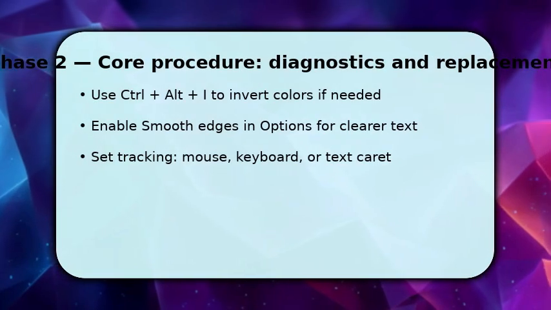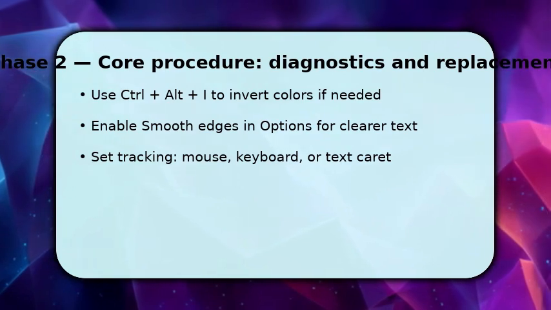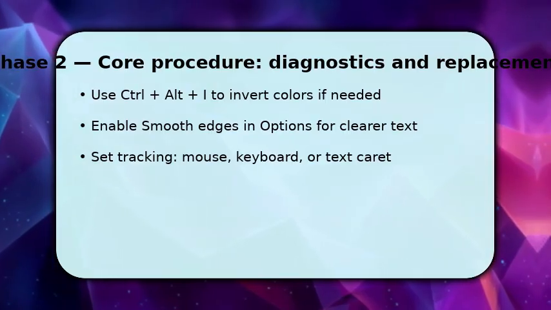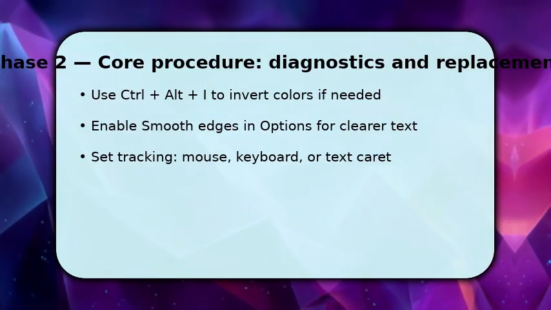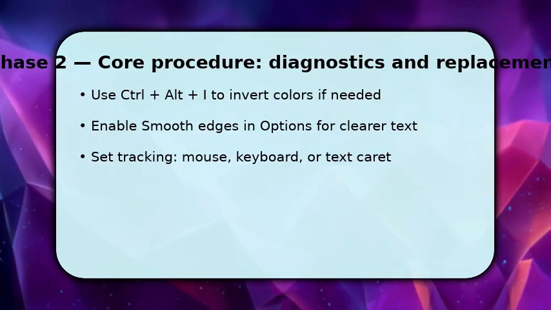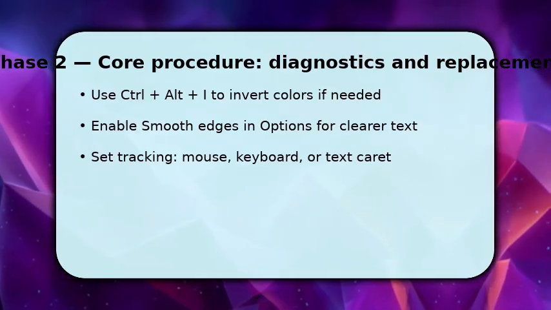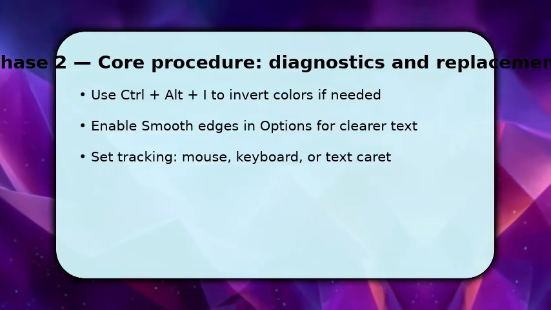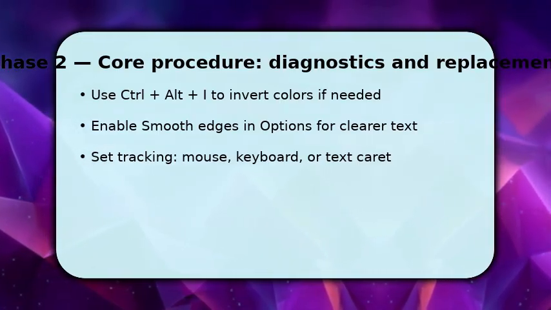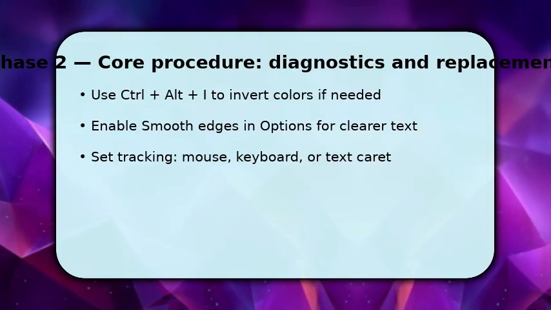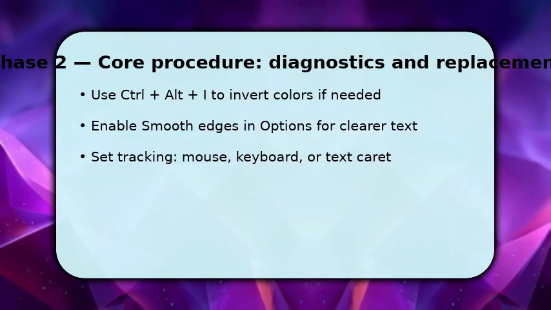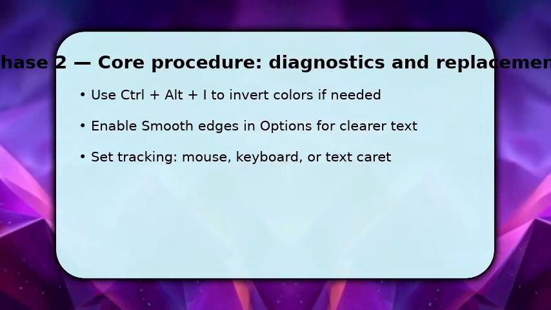Once Magnifier is open, configure controls so navigation is predictable. You can invert colors with Ctrl plus Alt plus I to increase contrast. This helps when whites glare. Then open Options and enable smooth edges to reduce pixelation, which improves readability. This is especially useful at high zoom. Finally, choose Tracking Behavior. Have Magnifier follow your mouse, your keyboard focus, or the text caret. These choices determine why the view jumps and how you keep context while working.